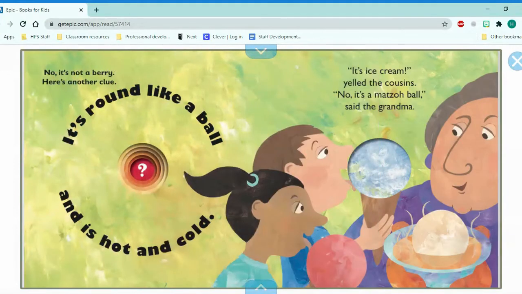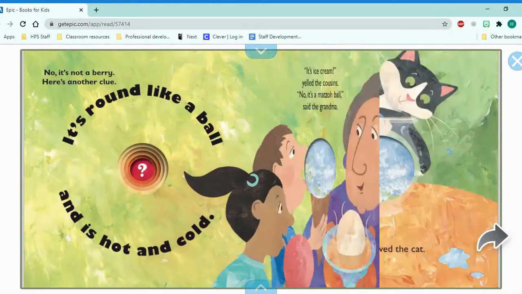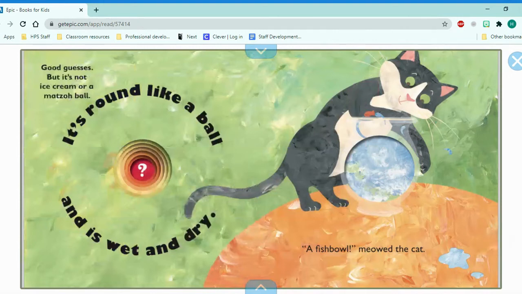Here's another clue. It's round like a ball and it's hot and cold. "It's ice cream," yelled the cousins. "No, it's a matzo ball," said the grandma. "Good guesses, but it's not ice cream or a matzo ball."